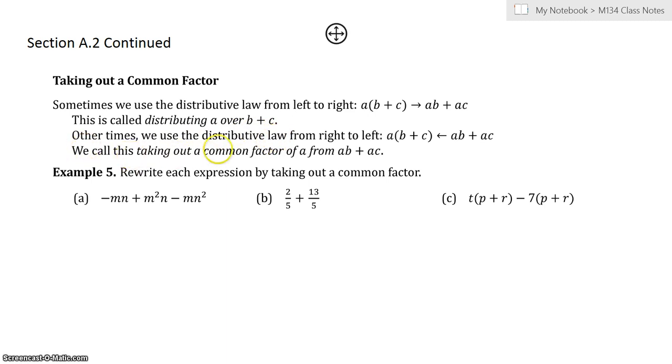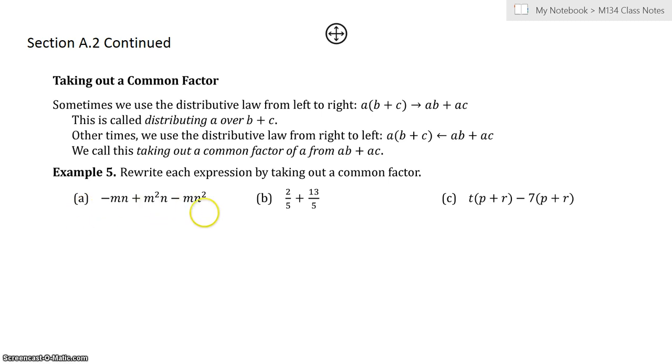Other times we use the distributive law from right to left. We start with the AB plus AC and we end up with the original. We call this taking out a common factor of A from AB plus AC, because we see A is common, so we write it on the left, and then in the parentheses you write what's left over.